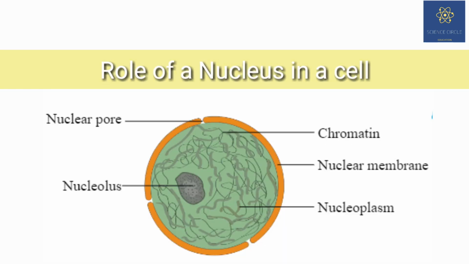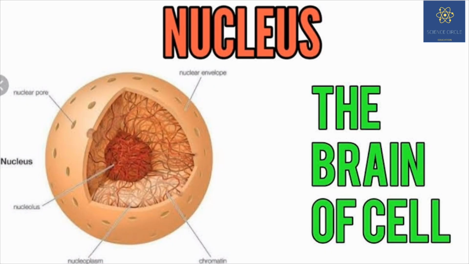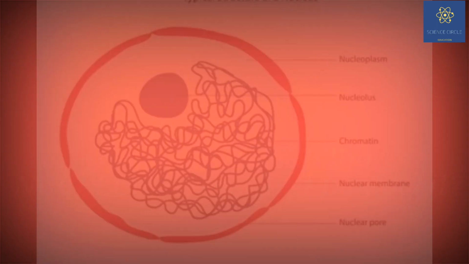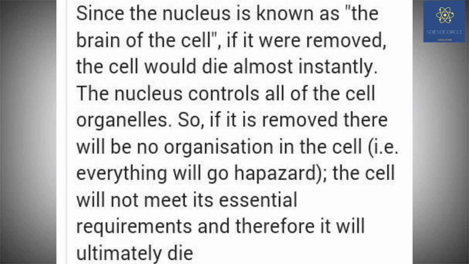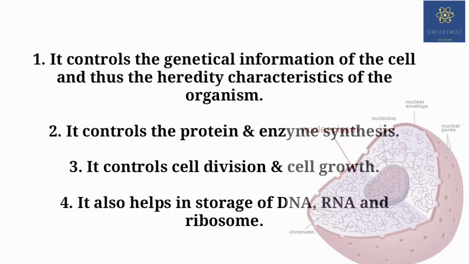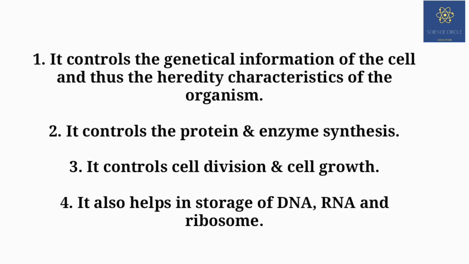Now we will be discussing the role of the nucleus in the cell. As we have already said, the nucleus is called the brain of the cell. Why? Because the nucleus controls all the metabolic activities of the cell. If the nucleus is removed from a cell, the protoplasm eventually dries up and finally dies. The cell is of no use anymore. The nucleus also regulates cell division. It is also concerned with the transmission of hereditary traits from the parents to the offspring.